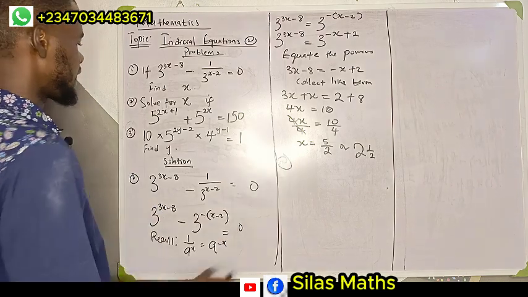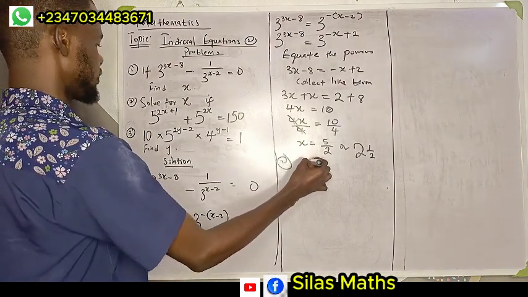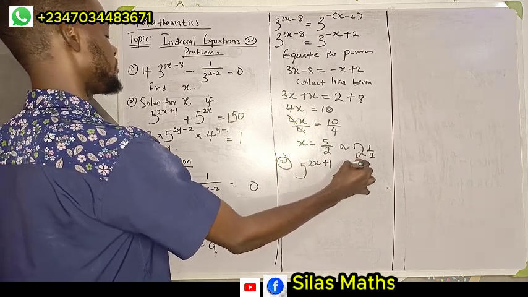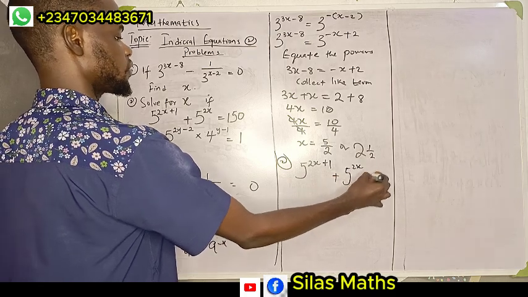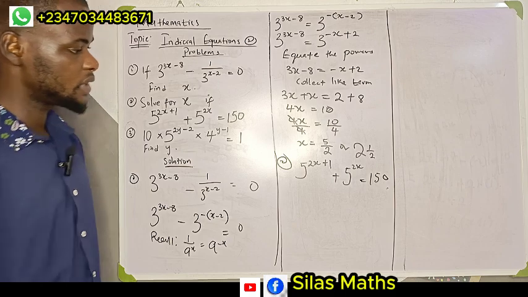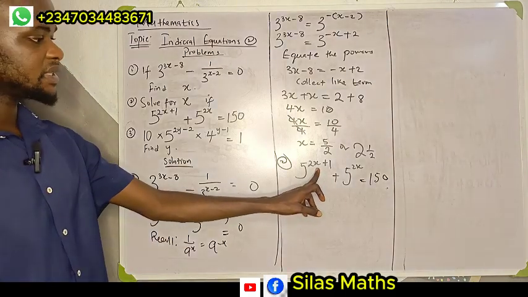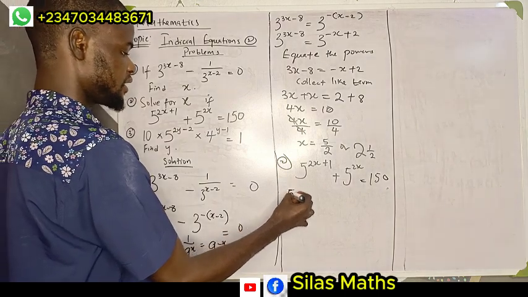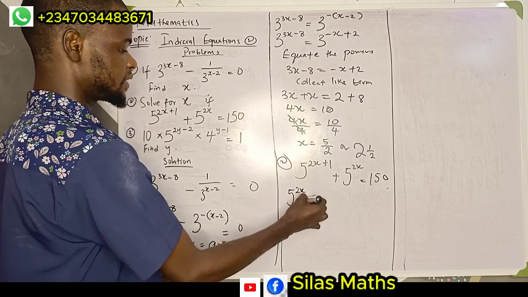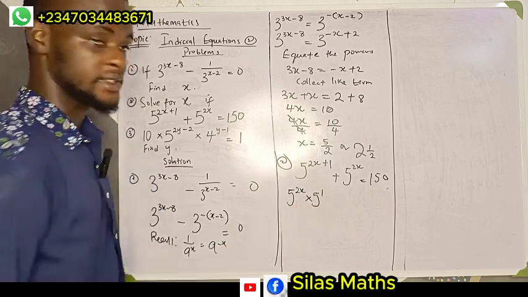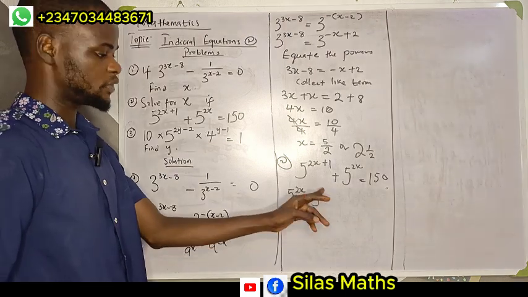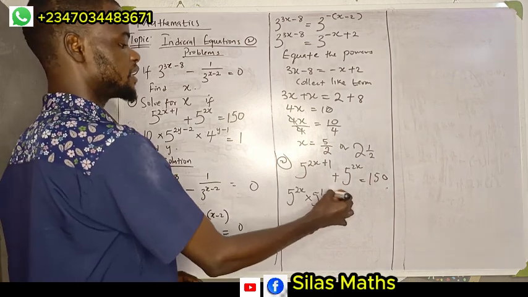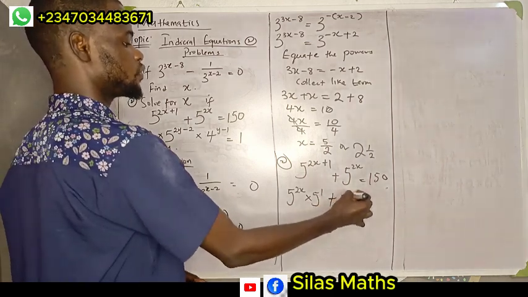Number 2, we have this that says we should solve for x. For this, 5 to the power of 2x plus 1 plus 5 to the power of 2x equal to 150. So let's go ahead and simplify further. Simplifying further, I can express this 5 to the power of 2x plus 1 in this form by saying that it is 5 to the power of 2x times 5 to the power of 1. Yes, because of the multiplication law, when the bases are the same, we add their powers. So I can express this from this form to this form, that will give me this raised to the power 2x equal to 150.